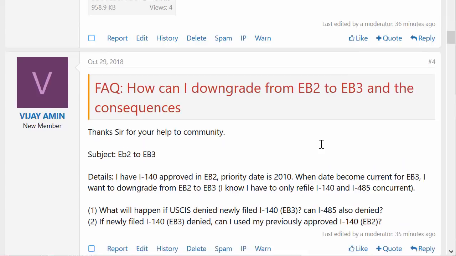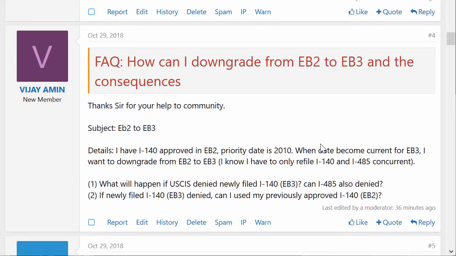Next frequently asked question. This is also very common. Vijay Amin says, how can I downgrade from EB2 to EB3, because EB3 gets faster sometimes, and what are the consequences? Now, what we have been doing, and that was something that was suggested a few years back when the situation had presented itself, it's still working for us.